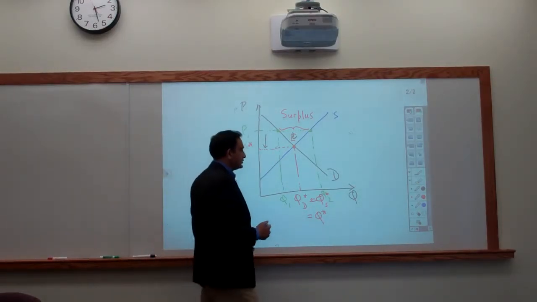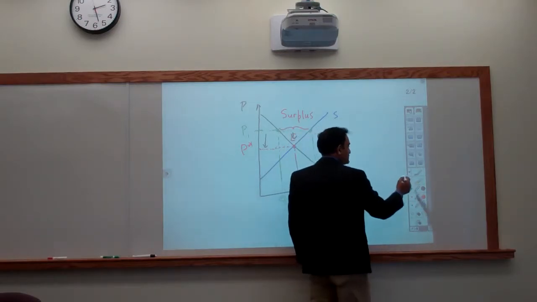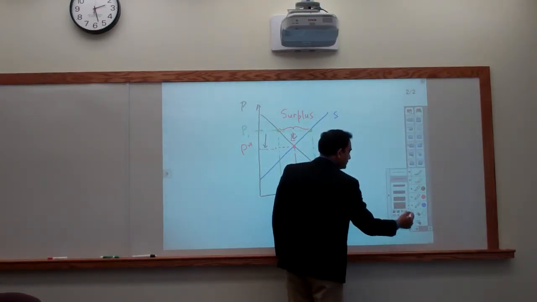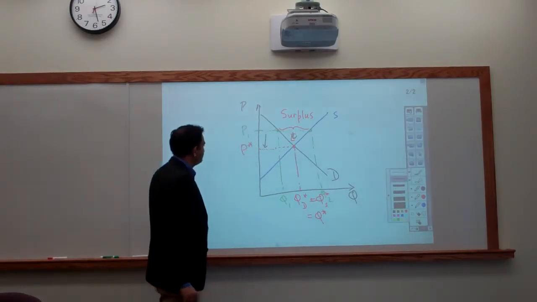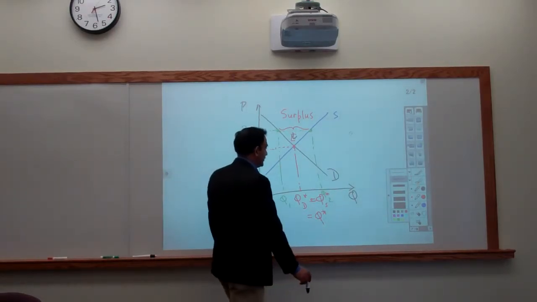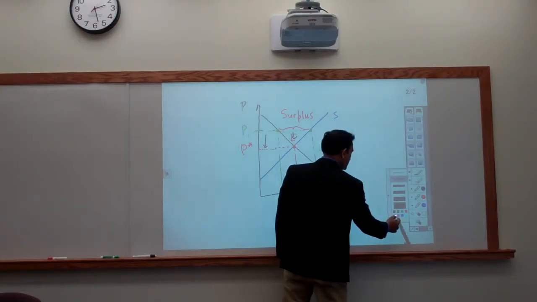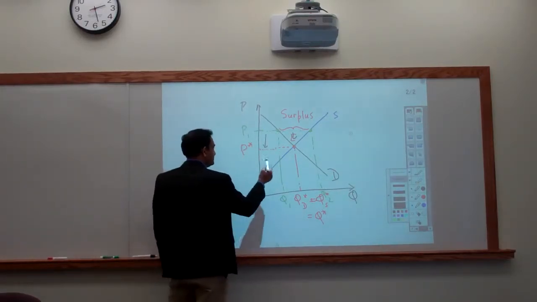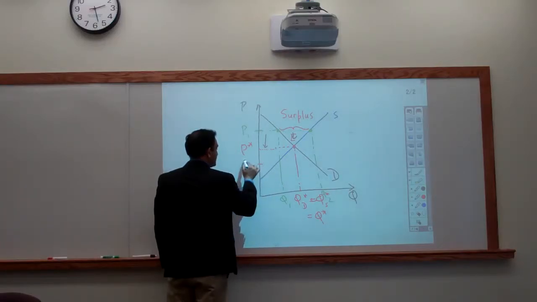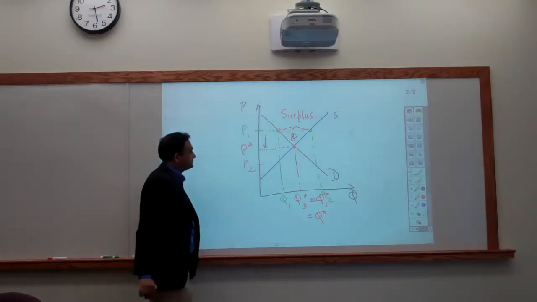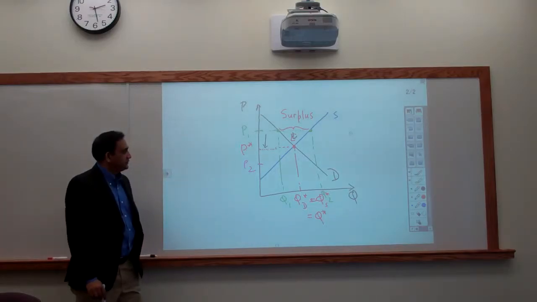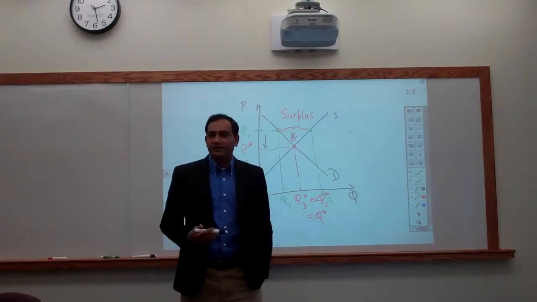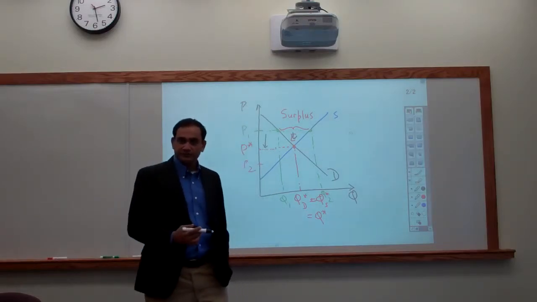Let's check another price which is below the equilibrium price. Let's choose purple, Elmira College color. Let's take a price which is P2. So now I picked a price that's below the equilibrium price, and let's see why that is not an equilibrium.